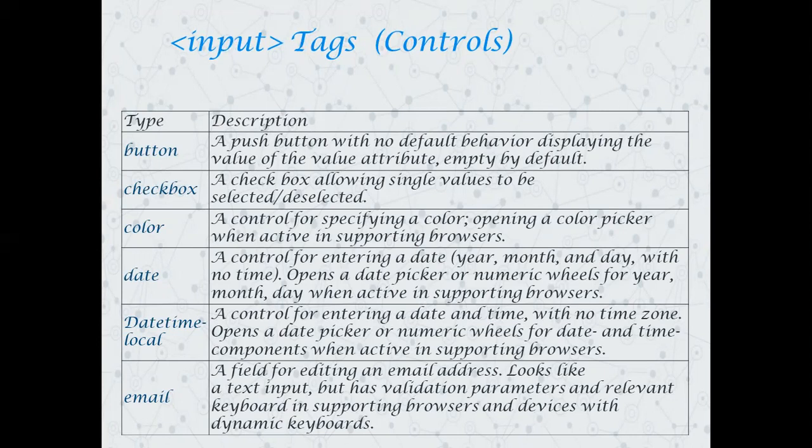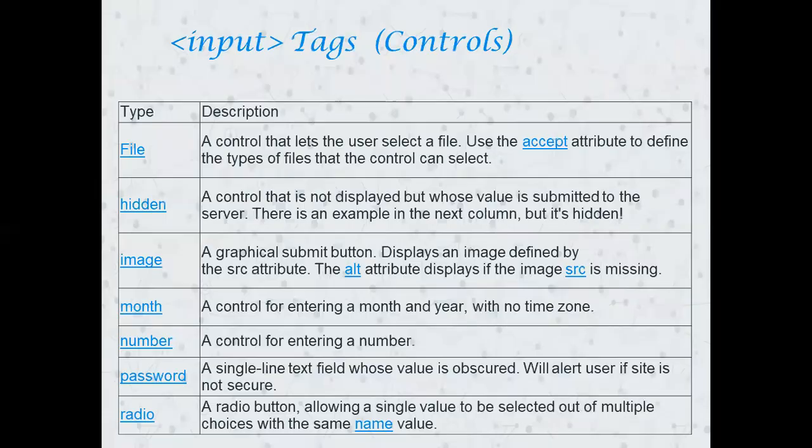Email is there. This control is for editing and controlling email addresses and so on. Next, what we have is the file input control. What is a file? When we want a number of files to be selected, we use the file input type control.